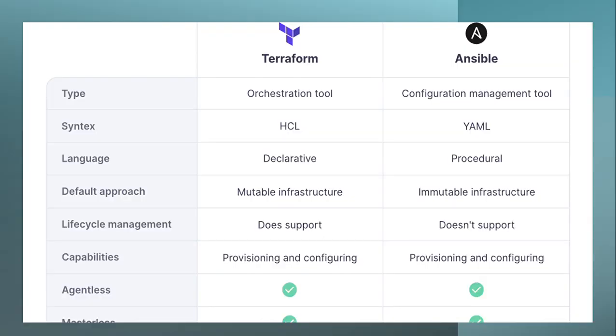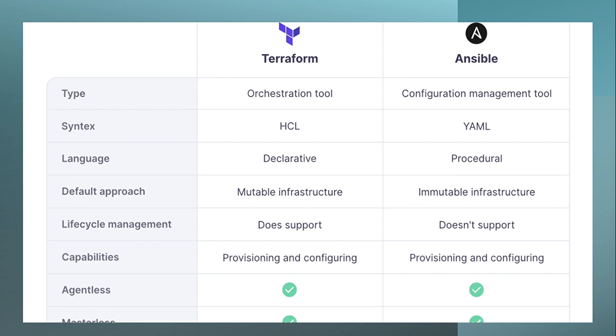So Terraform is an orchestration tool, whereas Ansible is a configuration management tool. Syntax-wise, Terraform supports HCL and Ansible supports YML. Ansible is a procedural language, whereas Terraform is declarative. The default approach for Terraform is mutable infrastructure, whereas Ansible is immutable infrastructure. Terraform does support lifecycle management, whereas Ansible does not support it.